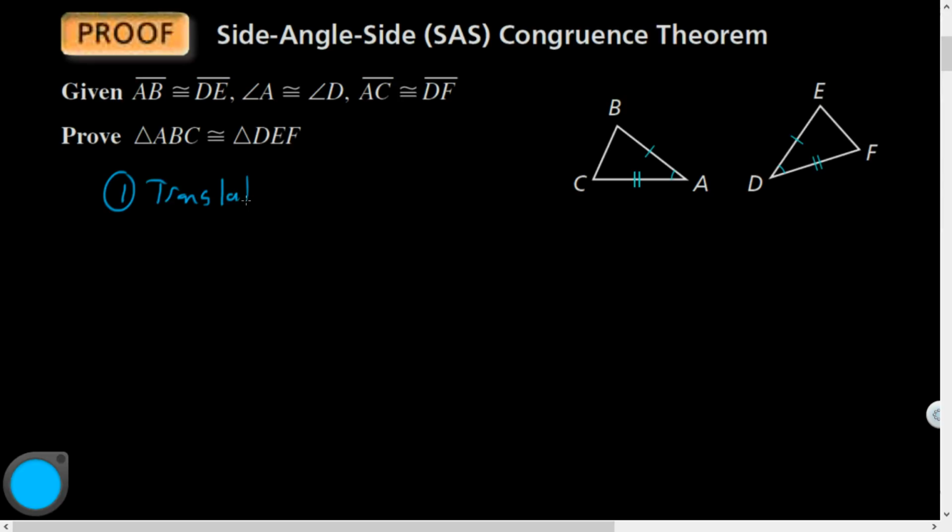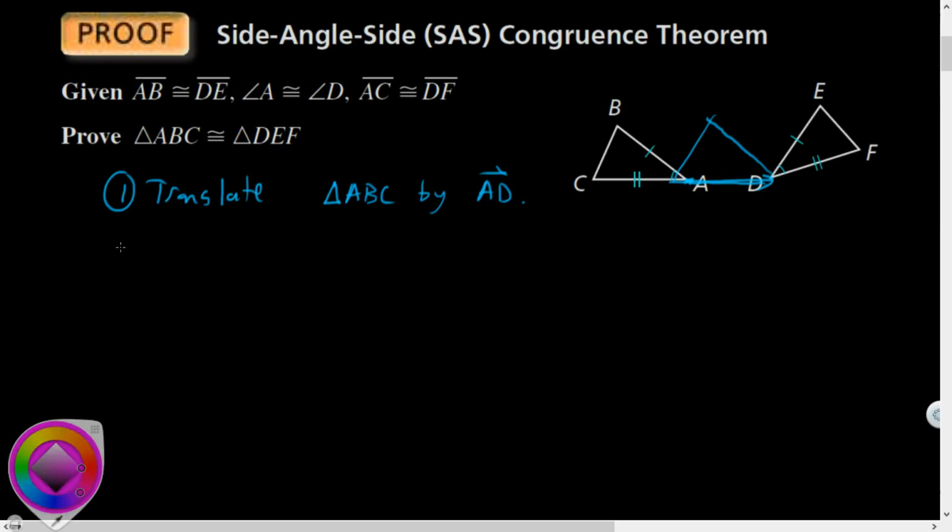So if I translate triangle ABC by vector AD, I can now map them onto each other, like so. I can map it any way I want. So then it would look something like this. I think you guys agree.